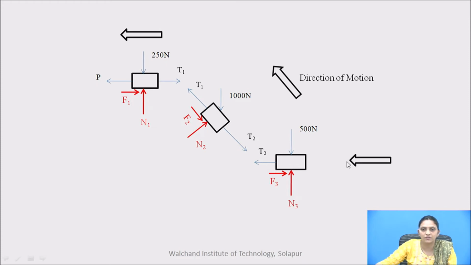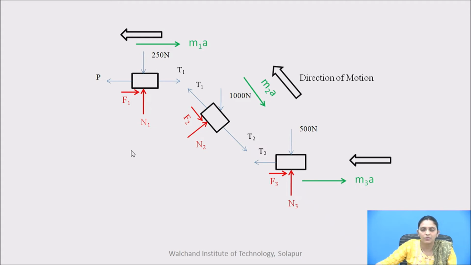For the first block, the direction of motion is horizontal. For the second block, the direction of motion is upward, and this is the direction for the third block, that is the 500 Newton block. In the direction opposite to motion, inertia force will act. So according to D'Alembert's principle, consider the inertia force in the opposite direction of motion. For the first block it will be M1A, where M1 is the mass of the first block. For the second block it will be M2A, and for the third block it is M3A.